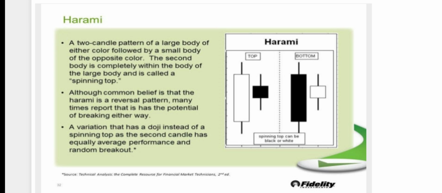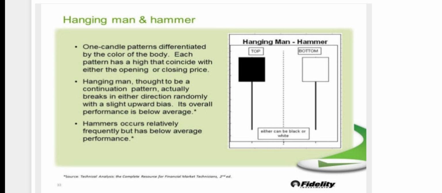So the next one also has some colorful names you may have heard of: hanging men and hammers. These are one candlestick pattern differentiated by the actual color of the body. Each pattern has a high that coincides with either the opening or closing price. Here on the top you'll see the hanging man. It opened at the high range of the candlestick. Obviously, there's a wide range there that creates a wick, but it actually closed on the upper end of that candlestick, which creates the darkened body. While the hammer is usually on the bottom, where you'll see that it opened on the upper edge of that candlestick. Once again, there's that big range, but it actually closed on the high end of that candlestick.